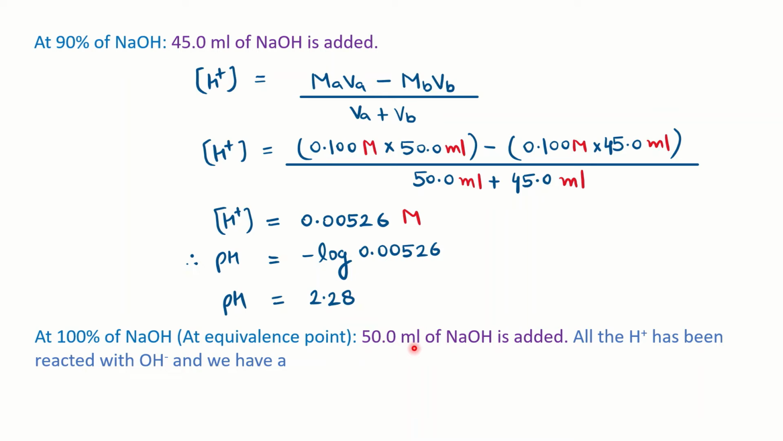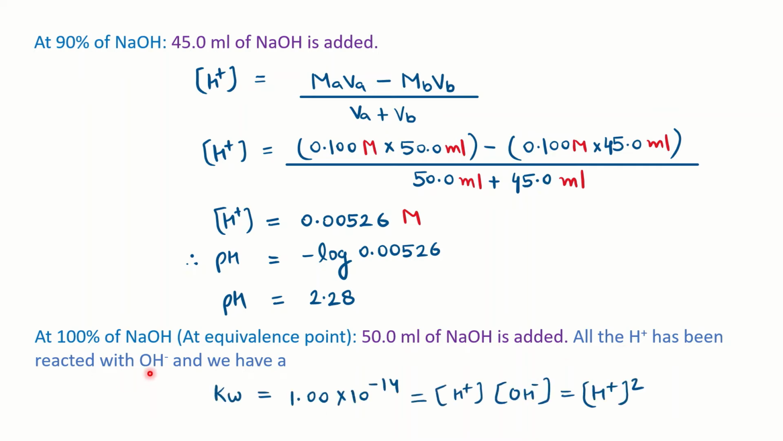100% of 50 ml is 50 ml, right? 50 ml of NaOH is added. That was the volume we have calculated to need the equivalence point. So this is the third step for your titration, at equivalence point, and we know that all H plus ions have reacted with the OH minus, and only NaCl solution is left there.